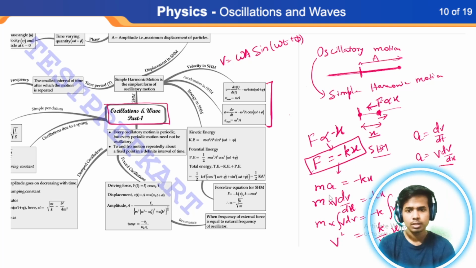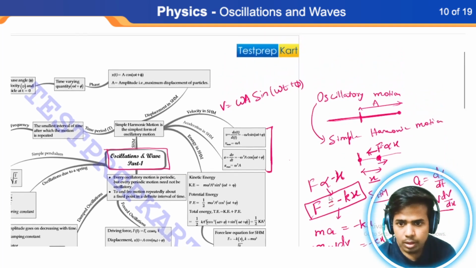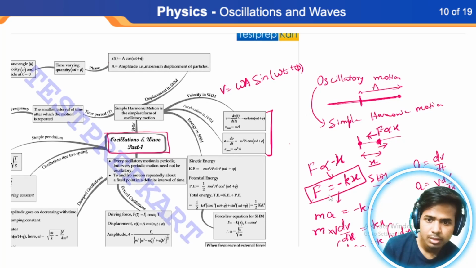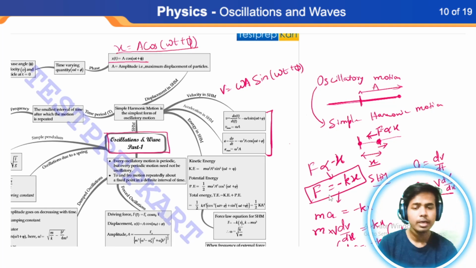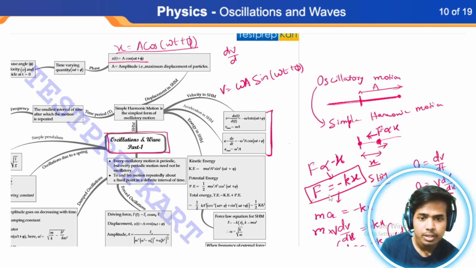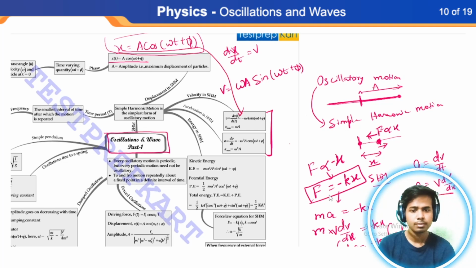All right. And now this is the basic definition: x is equal to a cos(omega t plus phi). Now if you differentiate this one, if we have the equation of displacement with respect to time, how do we get the velocity? dx by dt is equal to velocity, right? When you do this, you will get exactly this, the velocity.